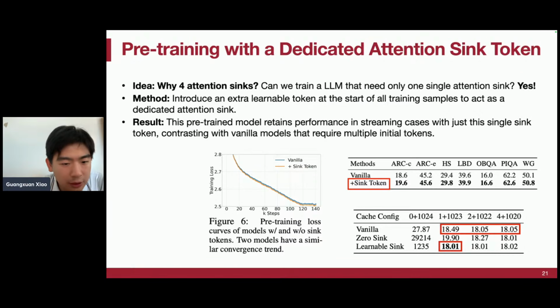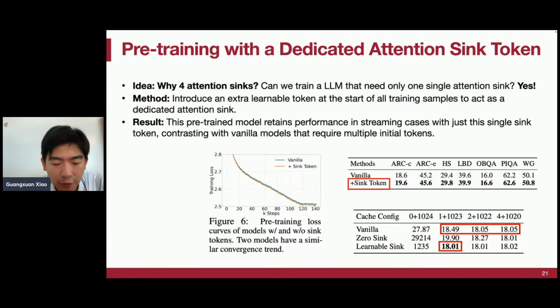So it's converging slightly better than without attention sync, so at least it's not affecting convergence. And when we benchmark the model trained with a dedicated attention sync on some downstream tasks, we can also see that the model improves very consistently on these benchmarks. And when we are doing streaming now, compared to the vanilla model, which uses 2 to 4 attention syncs, we can use just one attention sync, and it gives us very stable streaming performance.